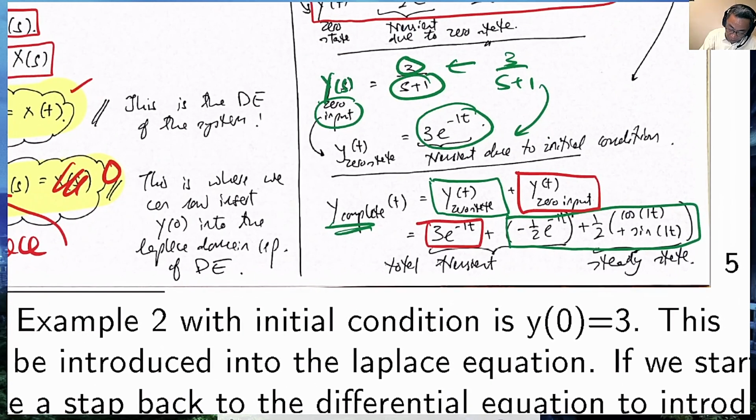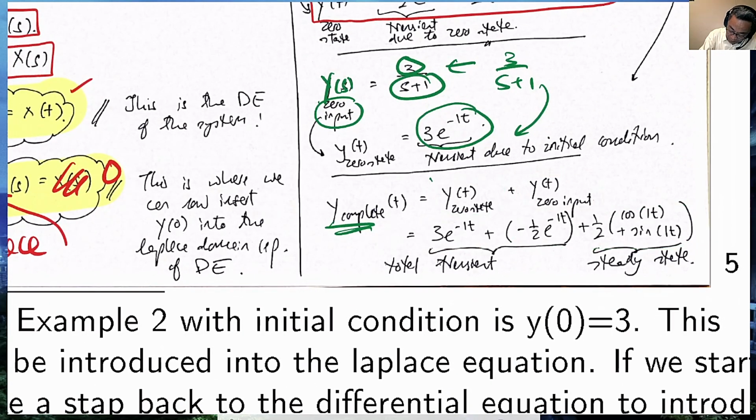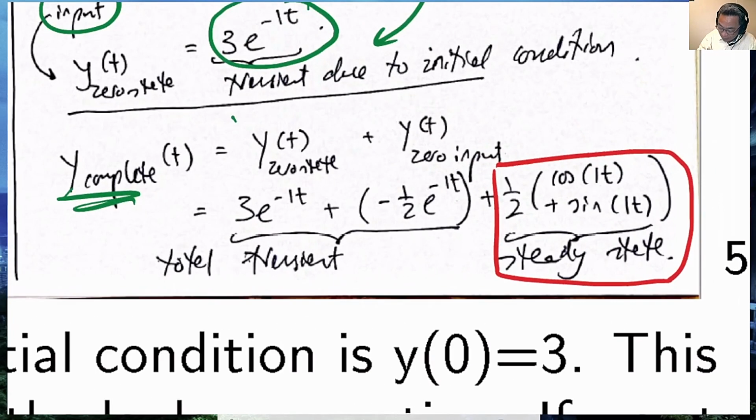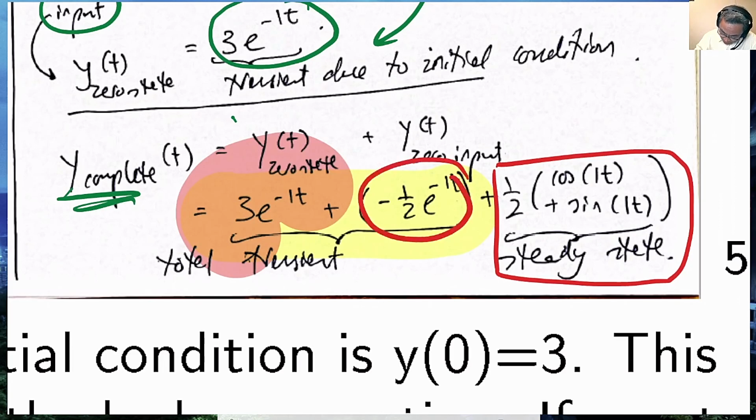Now, what I want to show you is that this guy is the steady state, the cosine running around with 0.071 amplitude and the phase shift. These two guys together form the transient. So the transient now has an additional term. This is the additional term due to the initial condition, while this guy was due to the input. So it's quite complicated, the transient. The total transient is the sum of two transients.